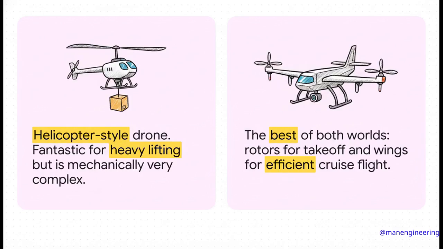Now, if you're getting into more specialized tasks, you've got other options. Single-rotor drones. They operate just like a helicopter, which makes them absolute workhorses for carrying heavy payloads. And then you have these wild fixed-wing hybrids. They're pretty complex machines that really try to give you the best of both worlds. You get rotors for that vertical takeoff and wings for efficient long-distance flight.